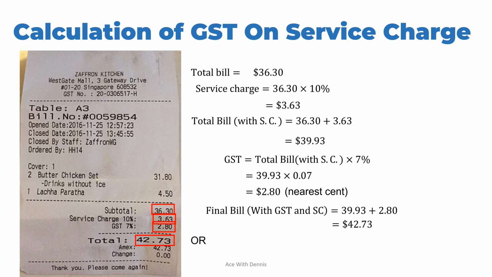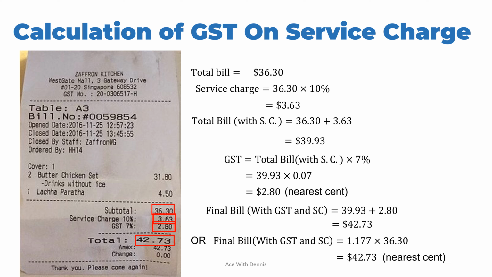Or we can use the fast way to calculate the final bill with GST and service charge. Just multiply the magic number here, 1.177, with the total bill, which is $36.30, and we get $42.73 to the nearest cent.